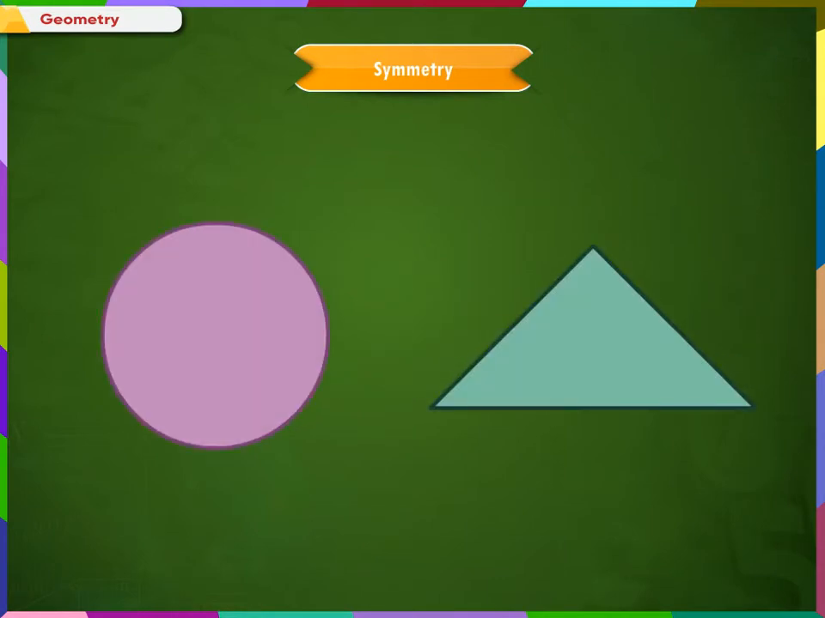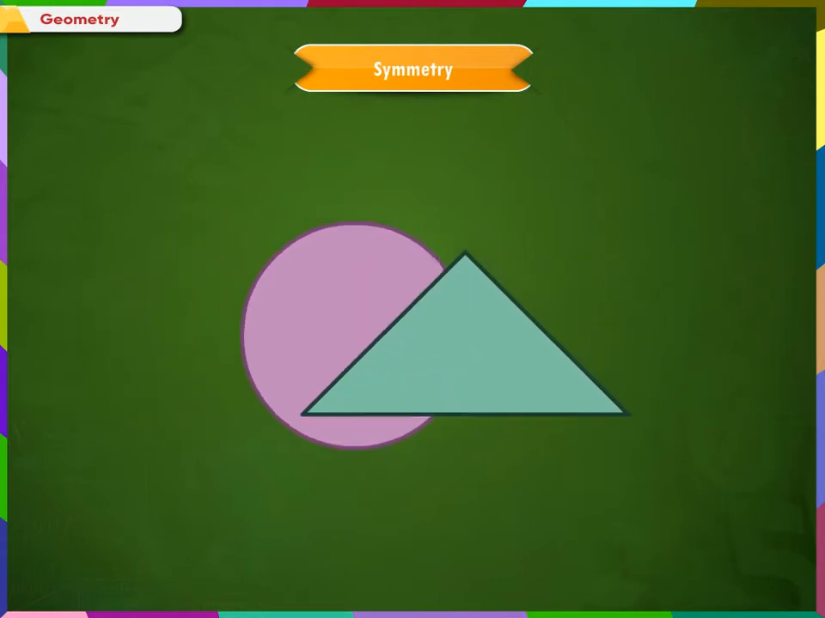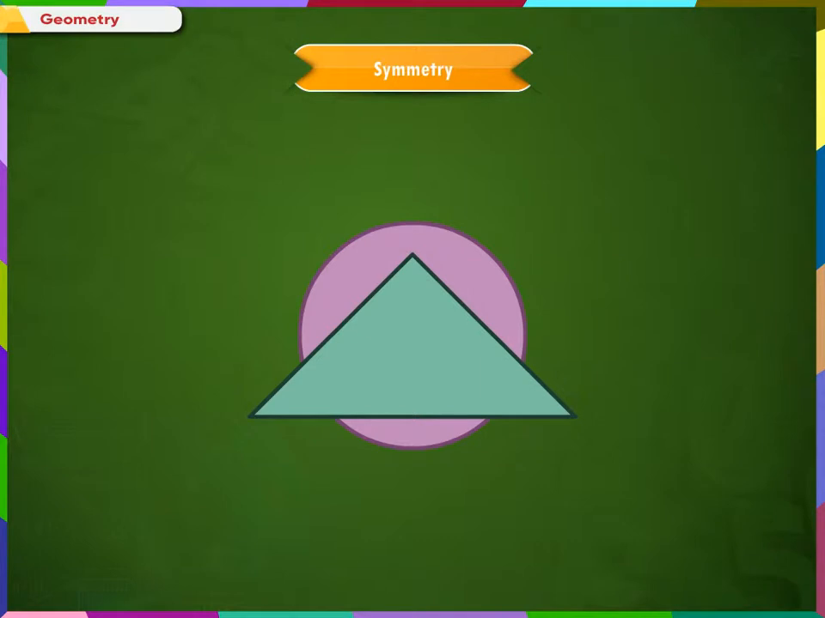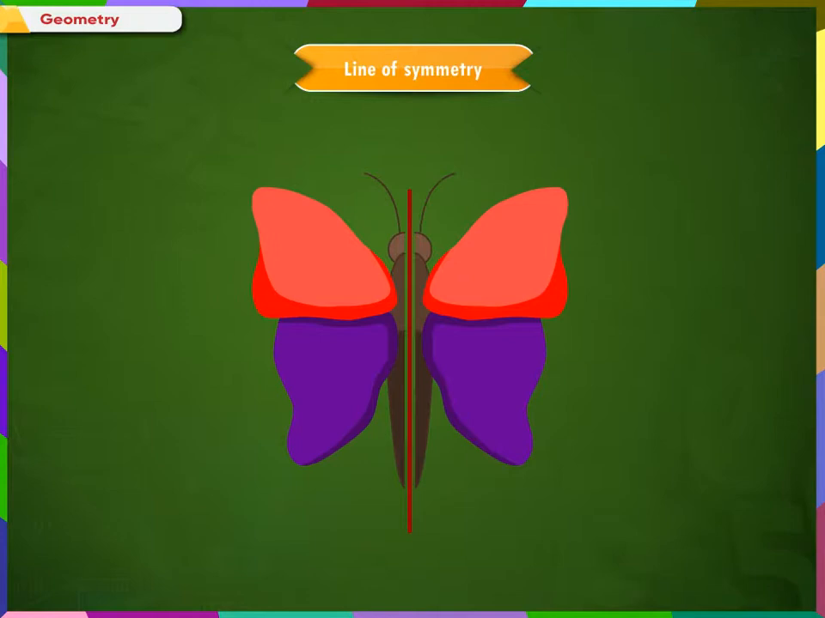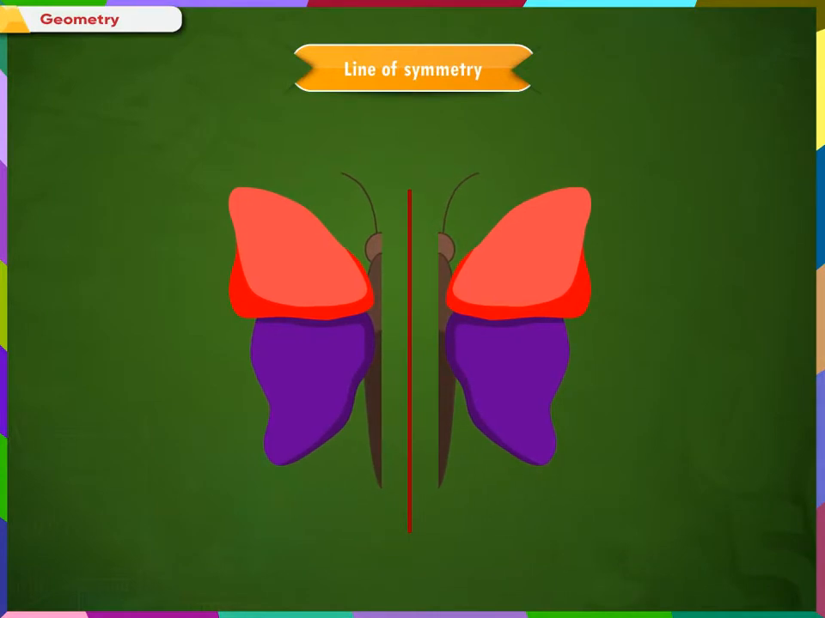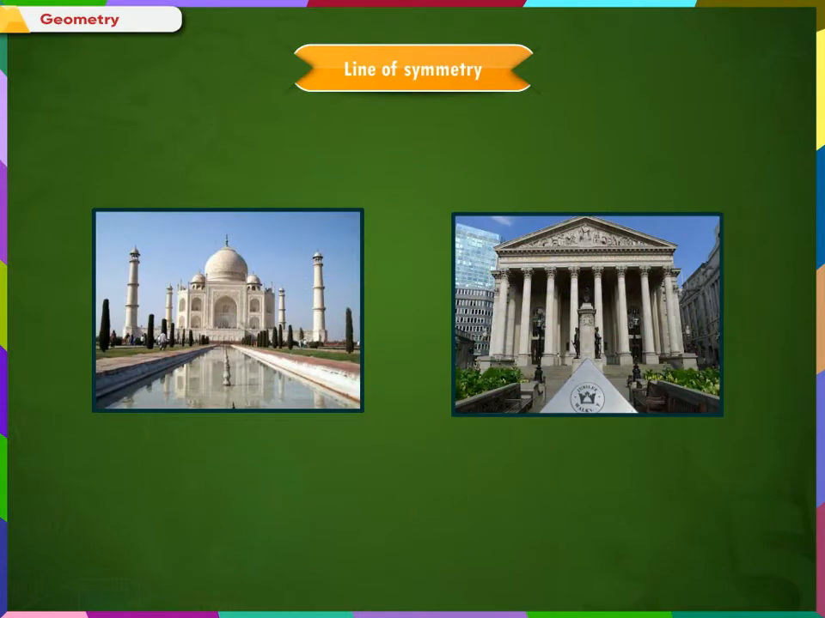Not all objects have symmetry. If an object is not symmetrical, it is called asymmetric. Line of symmetry. A figure can have a line of symmetry if a line drawn divides it in two equal halves. The line is called the line of symmetry. We find such symmetrical objects in nature, for example, in these ancient buildings.